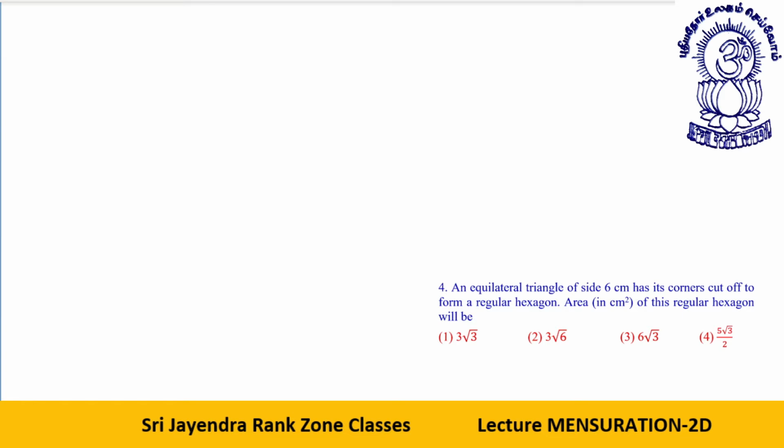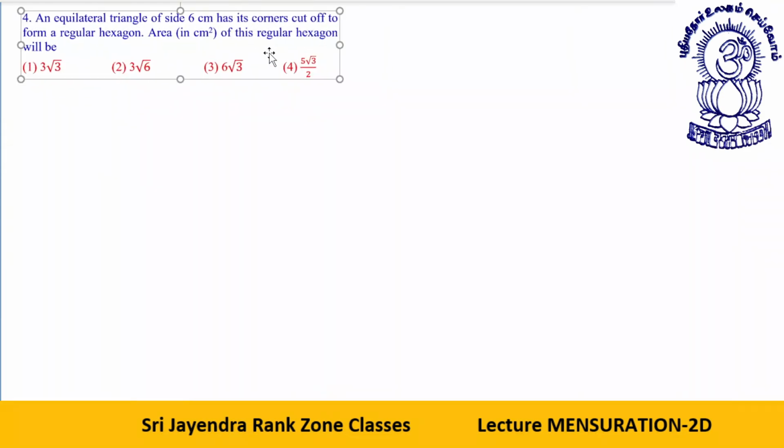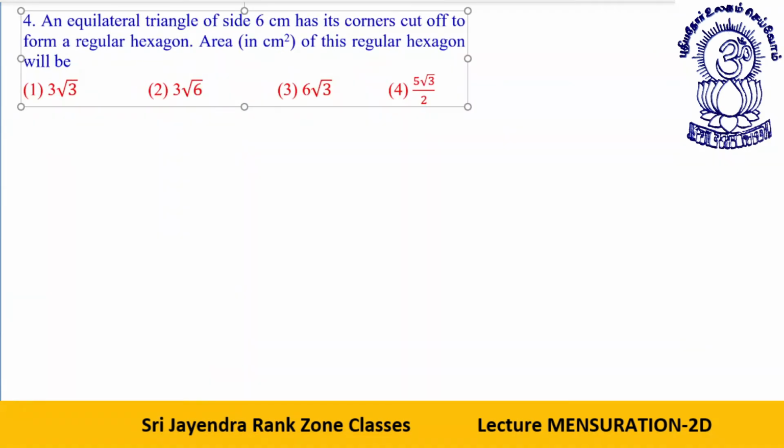This is a good question. Now the question which is shown on the screen right now. I give you a bit of time to think about it. Genuinely a good question. Just think about it, dear students. We have a regular equilateral triangle of side 6 centimeter, corners cut off to form a regular hexagon. Area of this regular hexagon will be.